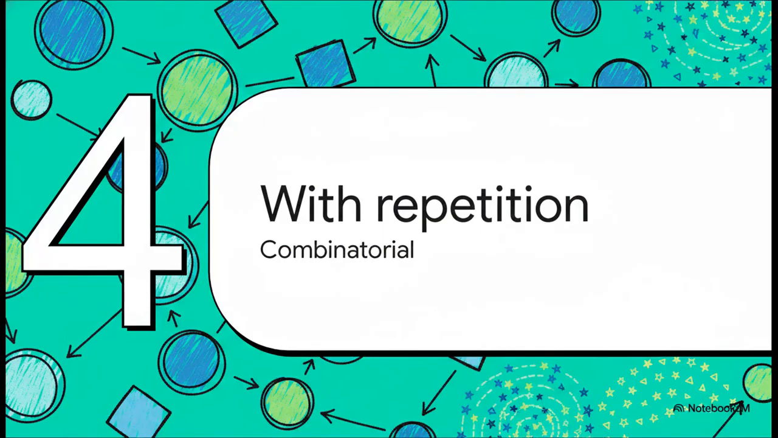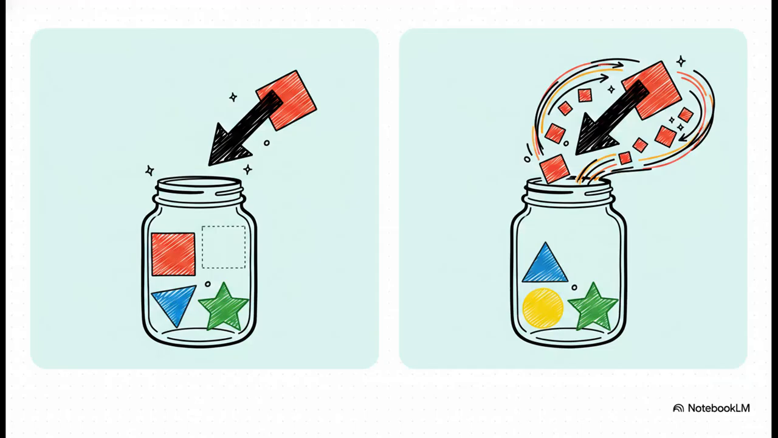Section 4. The repetition twist, altering the mathematical landscape. So, just when you think you've got a perfect handle on this whole universe of combinations and permutations, the math throws a massive plot twist at us. Up until this point, we've been operating under standard rules, right? Once you pick an item, it's removed from the jar. It's completely gone from the pool.